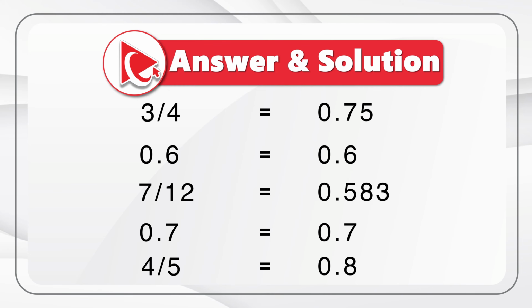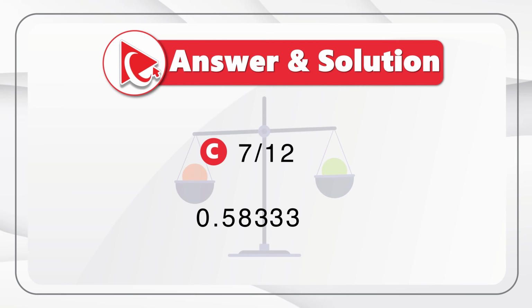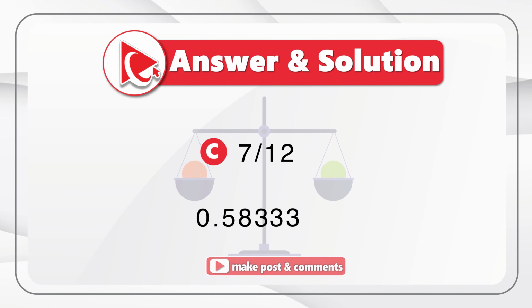Now you can easily see that the smallest value is choice C, 7/12, which is approximately 0.58333. Did you get to the similar solution? If not, please make sure to post your answer and solution in comments.